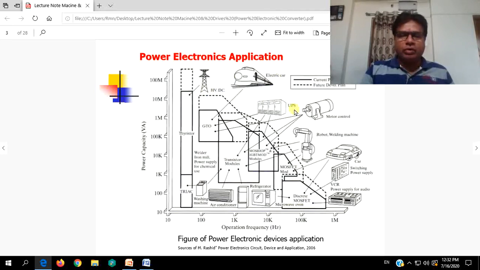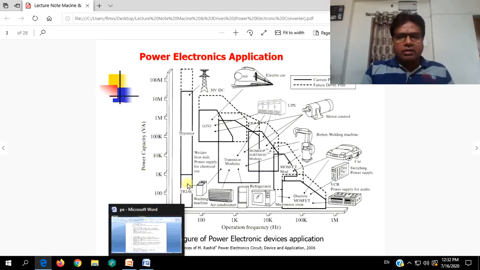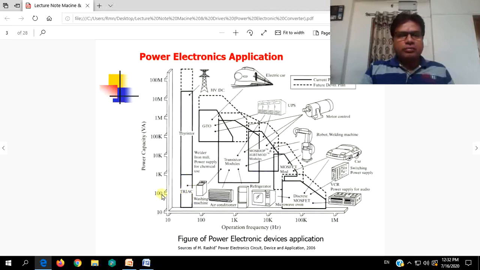This is a more explanatory and useful slide, where it is showing operation frequency on the horizontal axis and power capacity on the vertical axis, where TRIAC is for lower power capacities and thyristor family devices are for higher capacities.